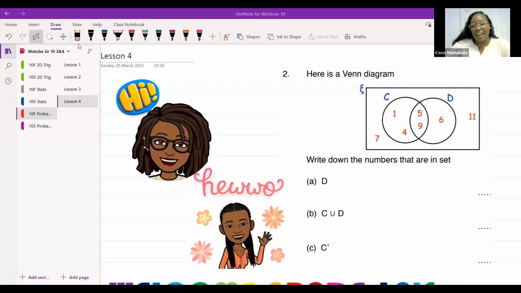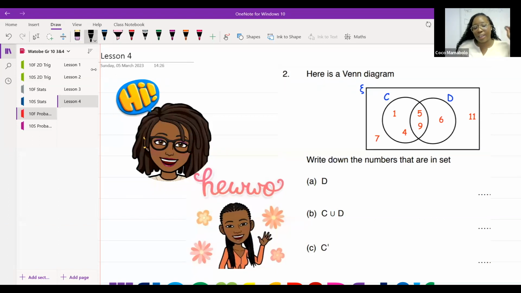All right, here's a Venn diagram, right? We are given a sample space and we're given 2 parts, C and D. Now they say to us, write down the numbers that are in set D. Can you guys do that for me in the chat, please? I want everybody to write down the numbers that are in set D.